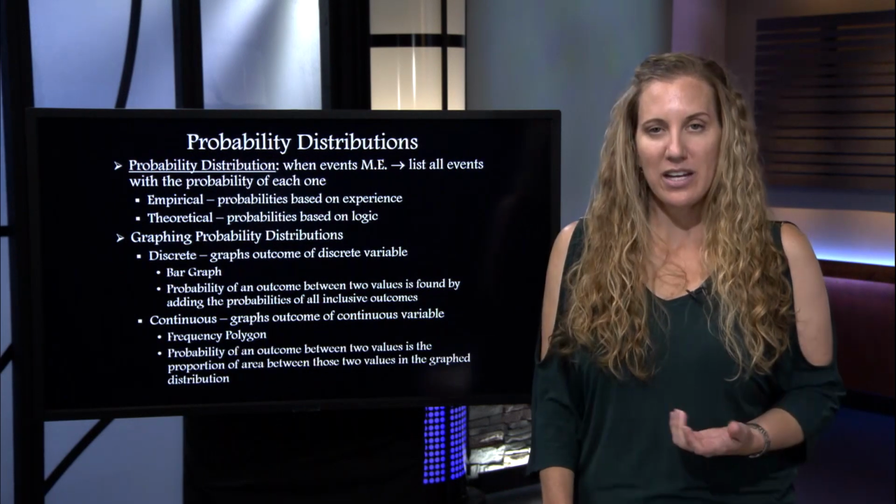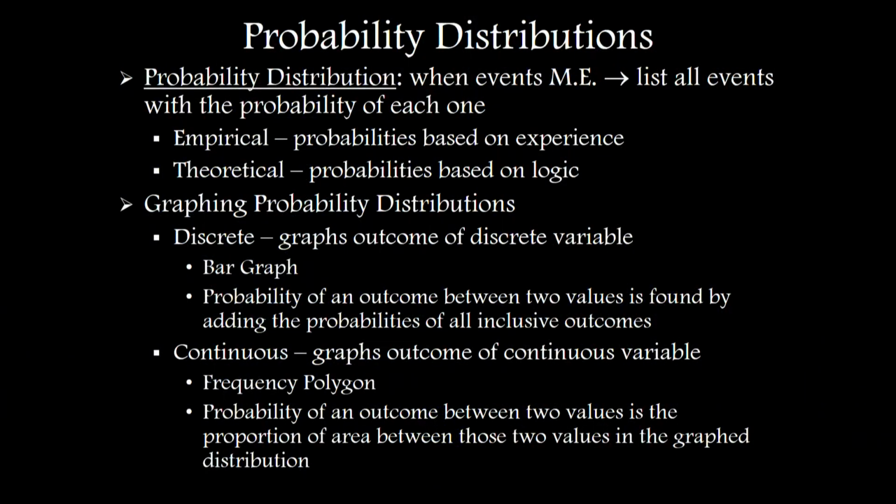And so now we cannot just look at bar height. Now the probability of an outcome between two values is the proportion of area between those two values in the graphed distribution. So I'll repeat that. The probability of an outcome between two values now is the proportion of the area between the two values in the graphed distribution.